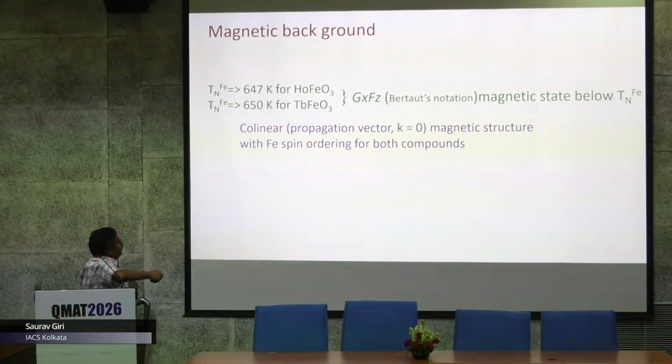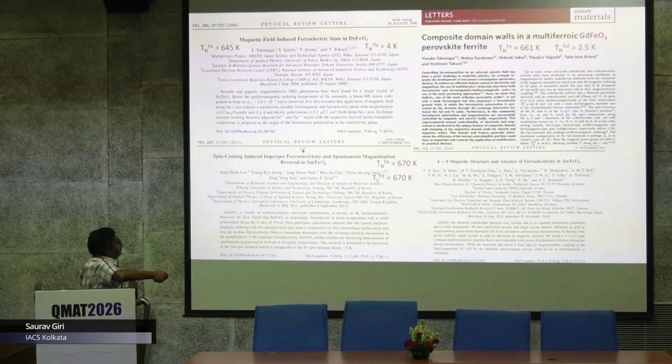But unfortunately, after 2 years there was another report on this same material, where they proposed that it is not a canted antiferromagnetic structure, it is a k equal to 0 magnetic structure, that means a parallel antiferromagnetic structure, and they said that there is no ferroelectricity. That also appeared in PRL, and that instigated us to work on these rare earth ferrites to search for high temperature ferroelectric order, whether it is possible.